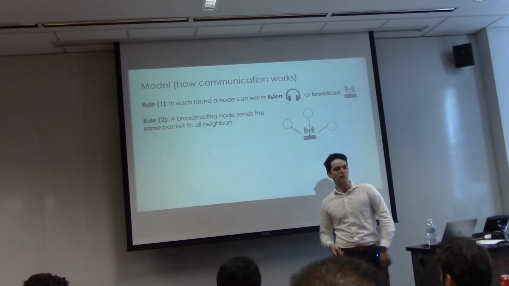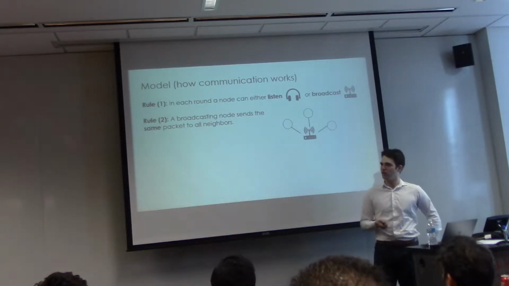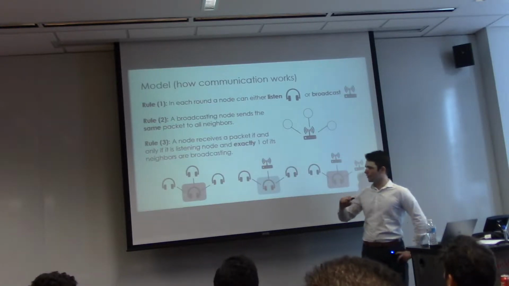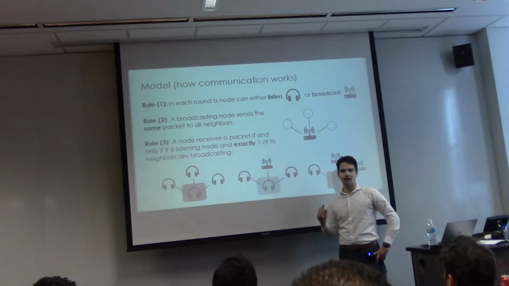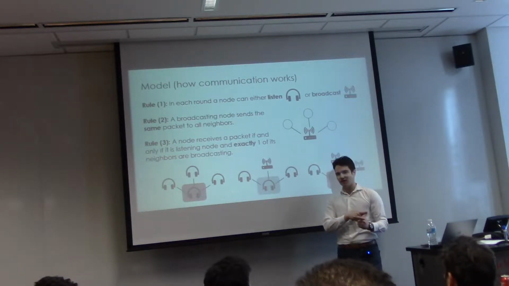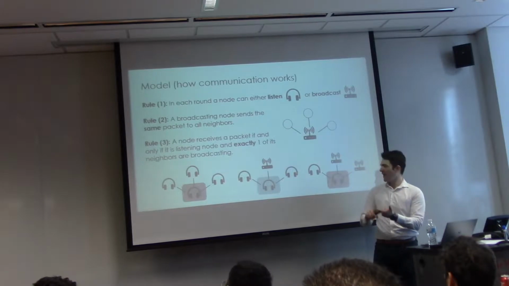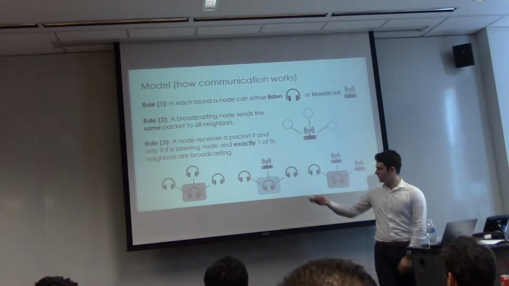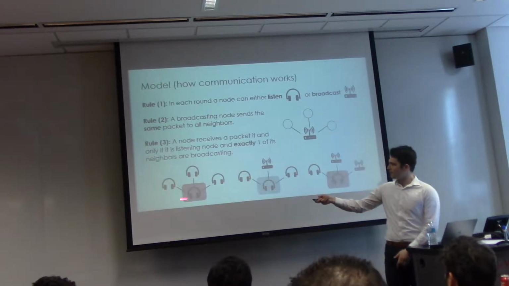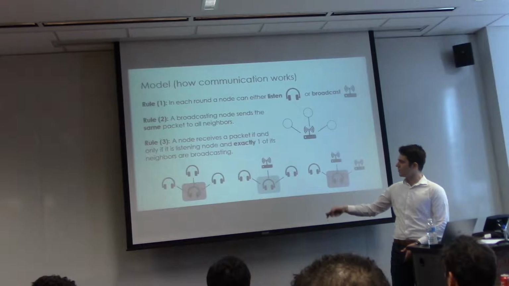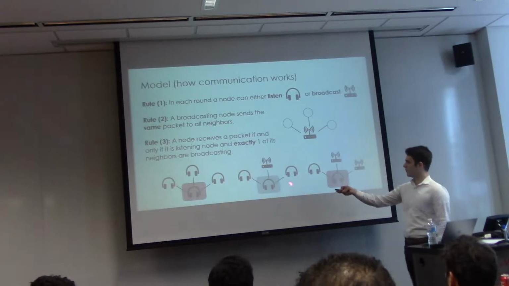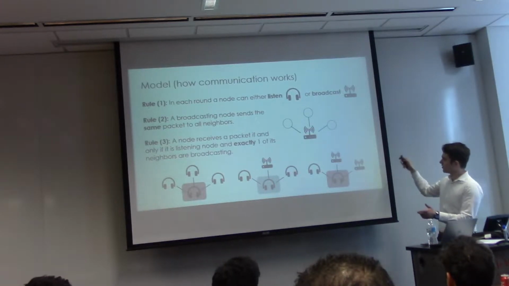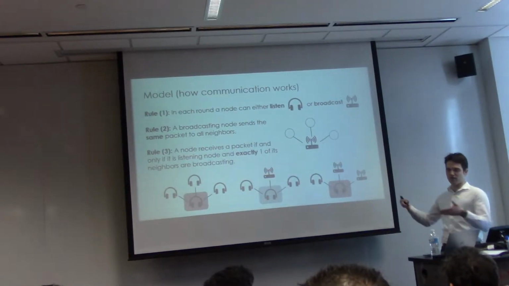And the third and the most nuanced and hard rule, the one that causes most problems, is the following. A node will receive a message if and only if A, it is listening, and B, exactly one of its neighbors is broadcasting. So we have three pictures. Can you see the light here? This one is bad: this node that's listening won't receive anything because none of its neighbors is sending. This one will because exactly one is sending, and this one will not because two of its neighbors are sending. You'll just hear some random noise because of interference.